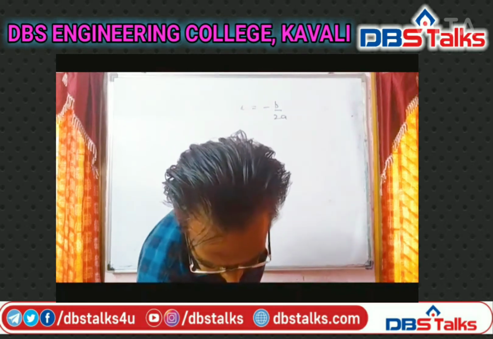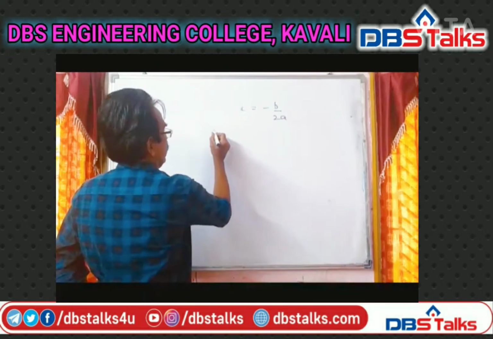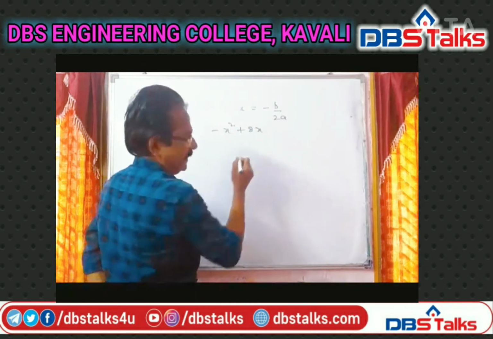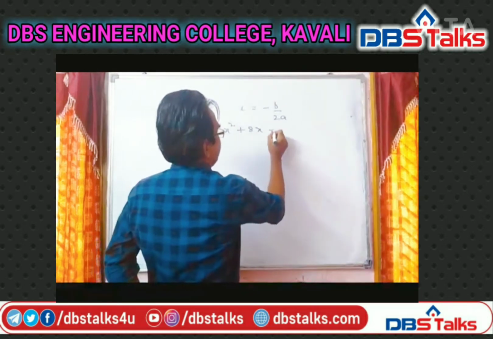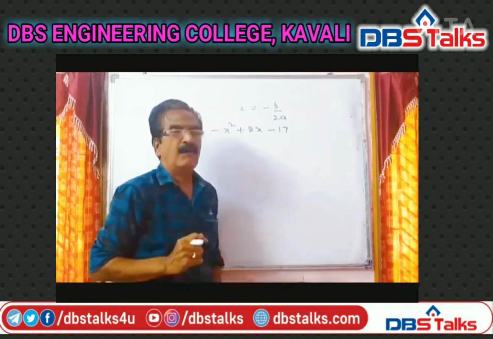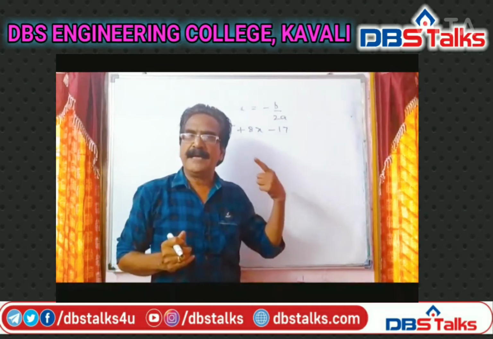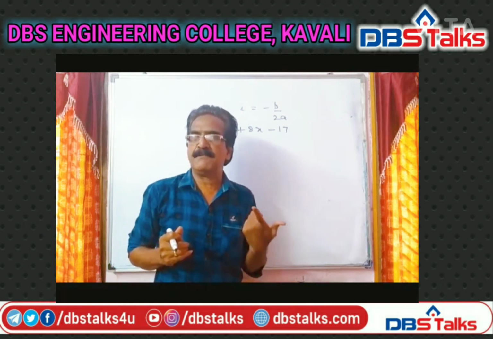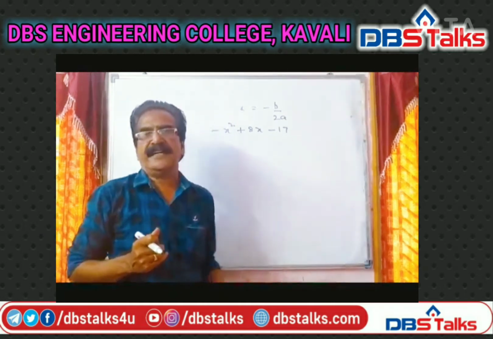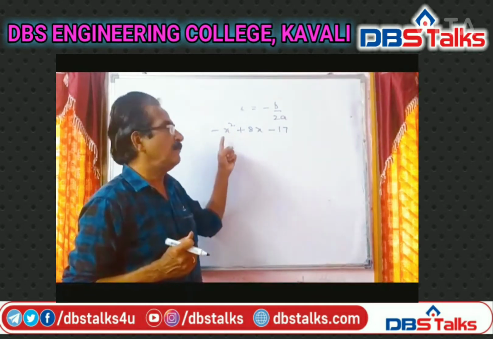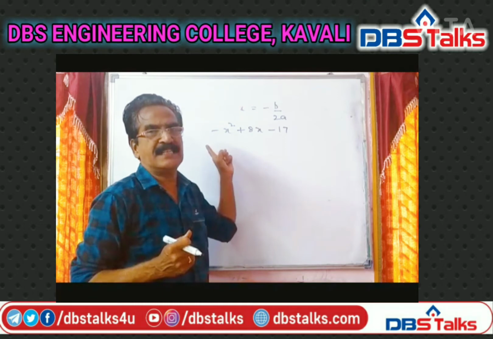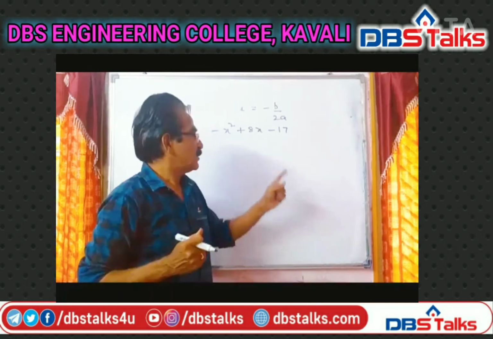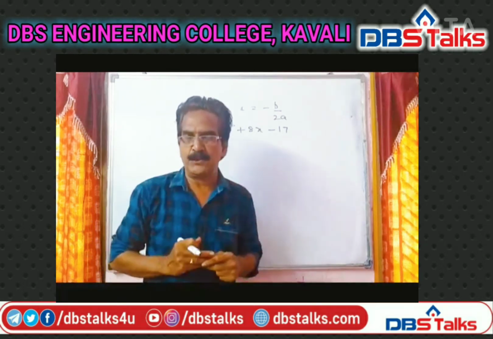One example: minus x square plus 8x minus 17. What is the minimum or maximum value of this expression? First, on seeing the coefficient of x square, that is a, the sign of a is minus. So the expression will have maximum value.